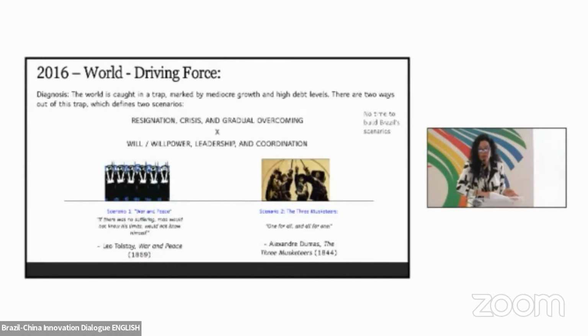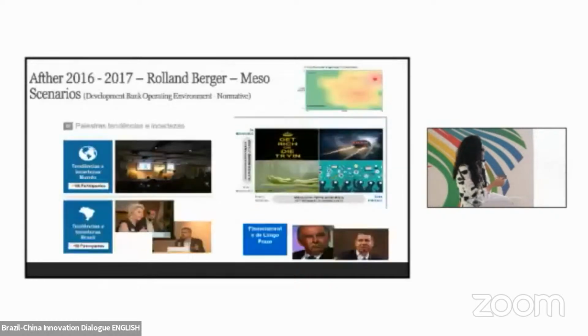That was one of the scenarios, a bad scenario. The good scenario of the world would be the Three Musketeers scenario, where, considering the climate challenge, the nations will unite and also search for growth and fairness. We're able to build this pact for these public assets and global governance. This scenario was called the Three Musketeers, one for all and all for one. And this work also was discontinued.